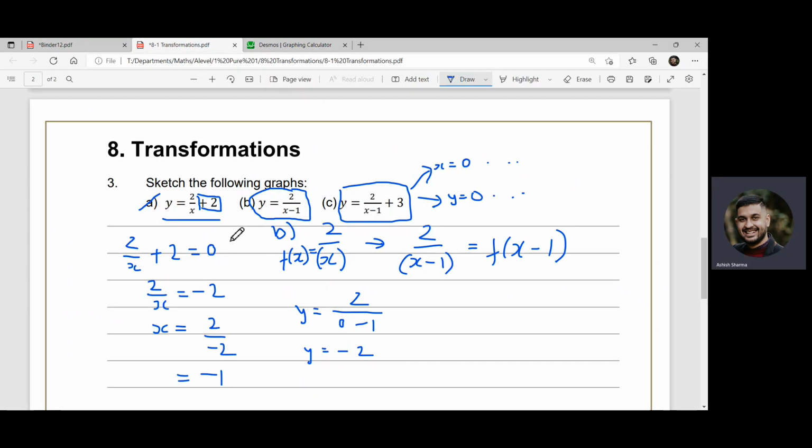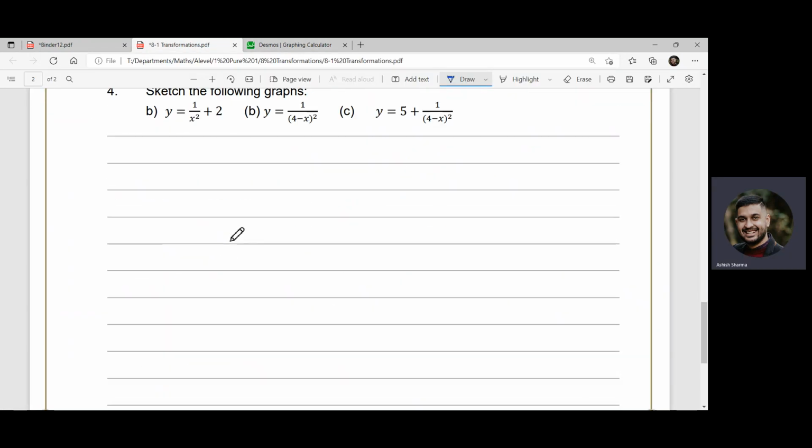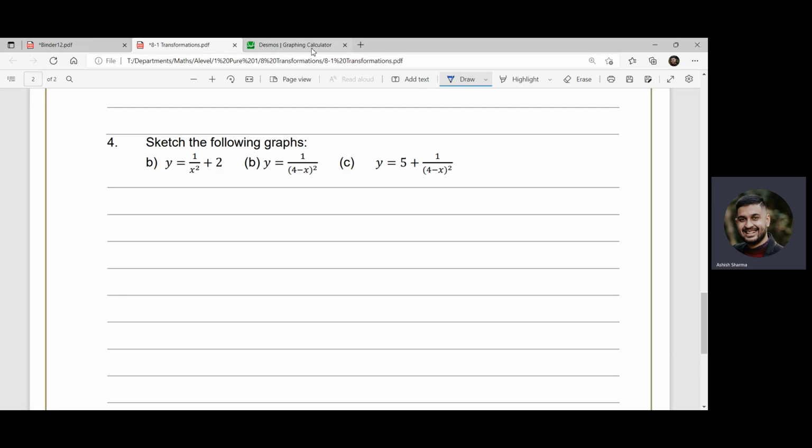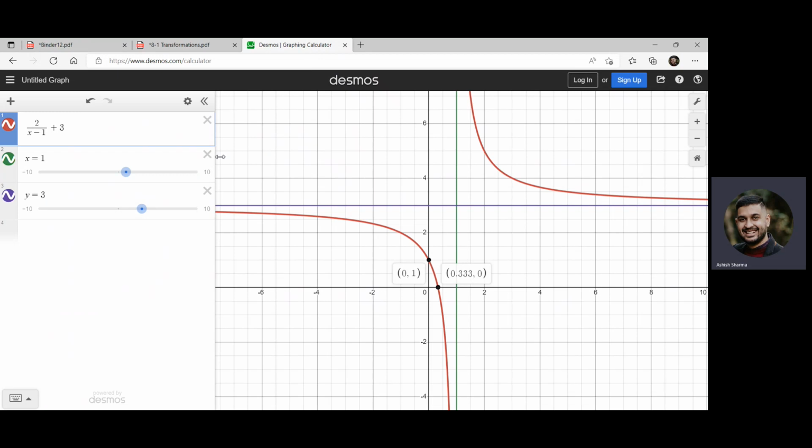Right. If I then scroll down to question 4, we've got more graphs, and these are reciprocal graphs with the x squared in the denominator. So I'm going to get rid of all this stuff here.